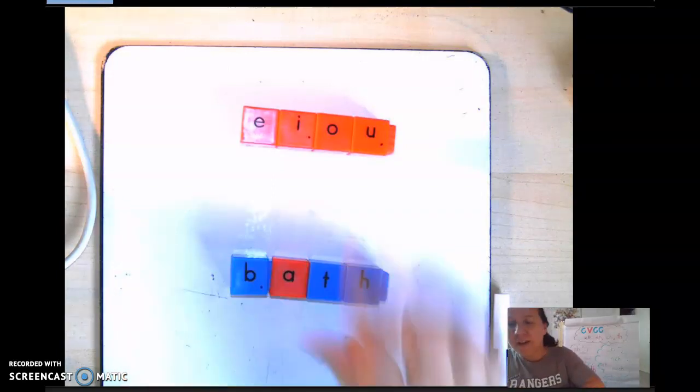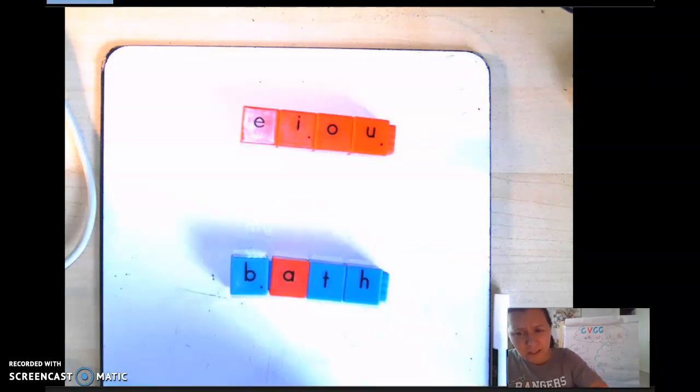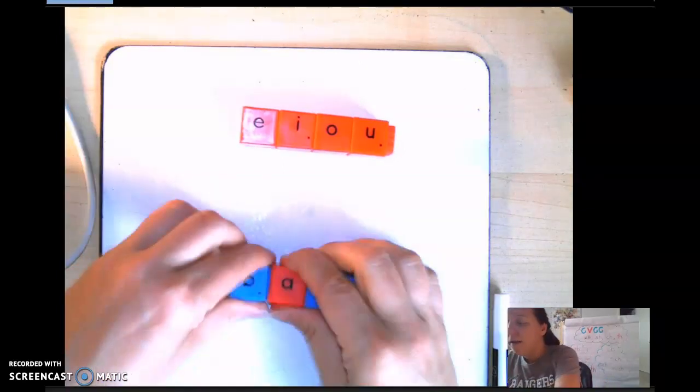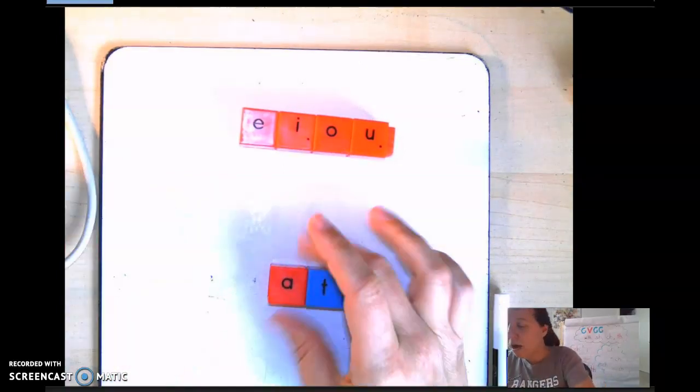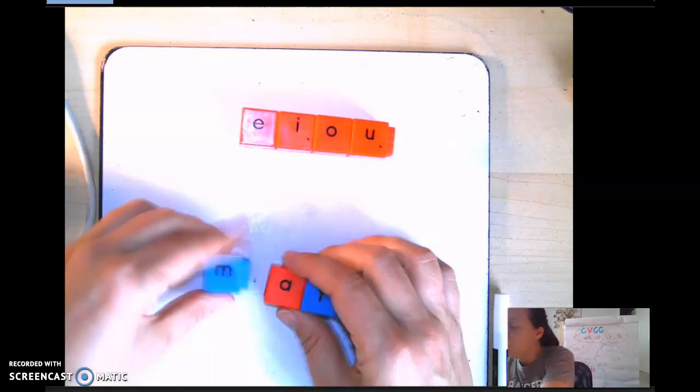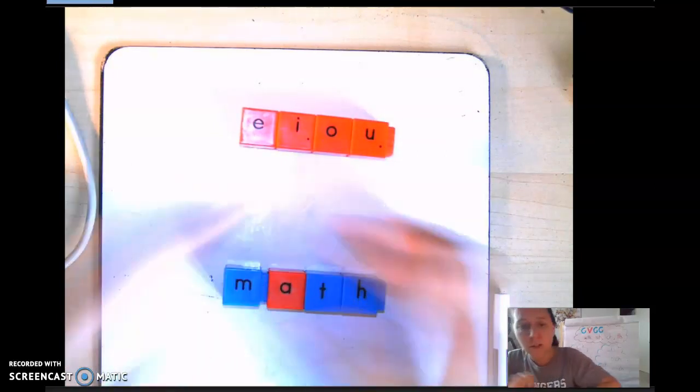Now, if I try to do the second sound for the TH, it would sound something like this. Bath. That doesn't make sense. So when you're trying to decode, try to practice with the two sounds of the TH, the soft th or th, and see which one actually sounds better. Part of decoding is trying to see which one sounds the correct way too. Okay, that was bath.